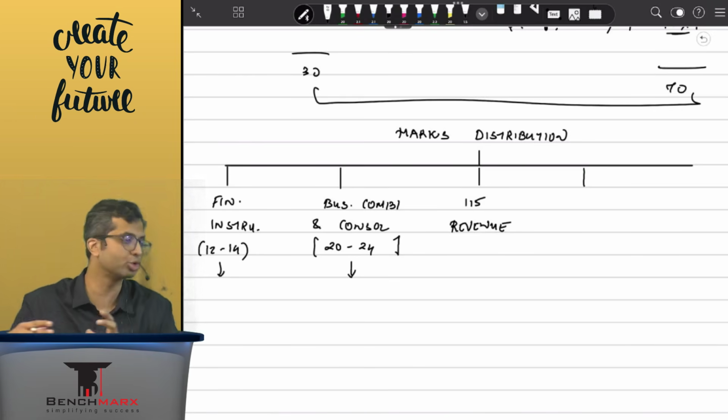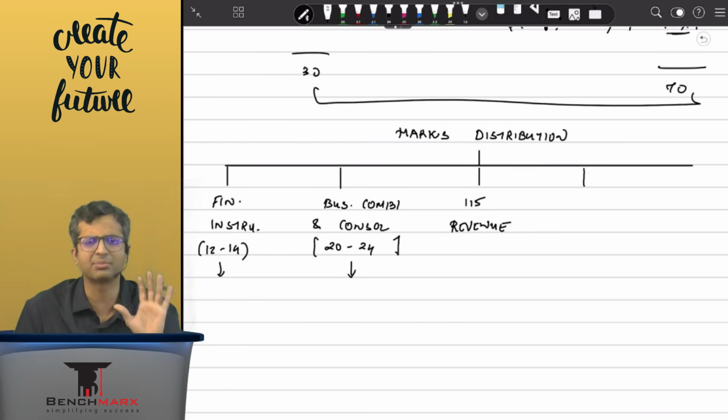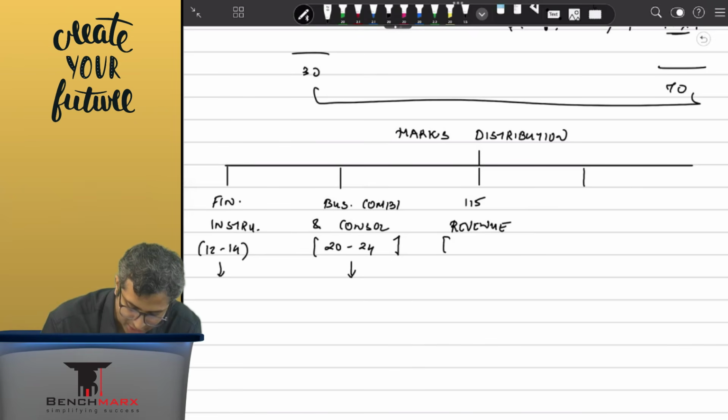ये सभी वॉल्यूम 2 के अंदर आएंगे. We call these major chapters, so they will be volume 2. Hardly there will be 5-6 chapters in volume 2. Everything else is loaded in volume 1. So over here this will be around 8 to 10 marks.